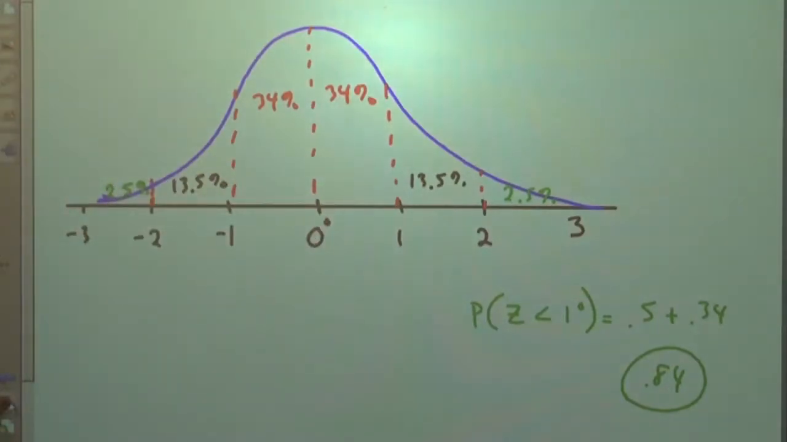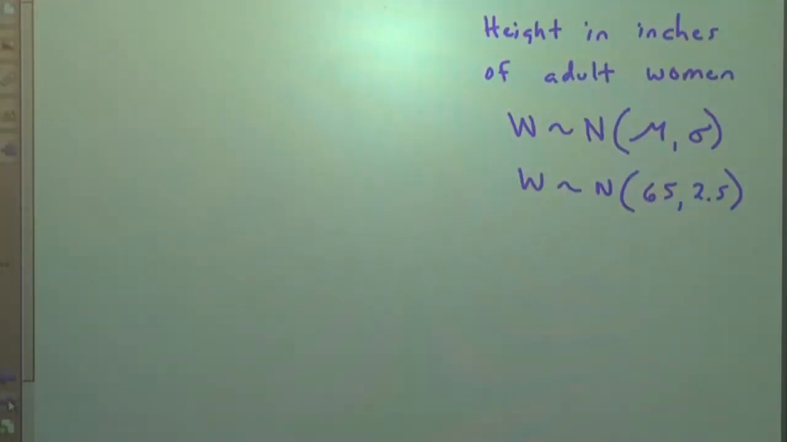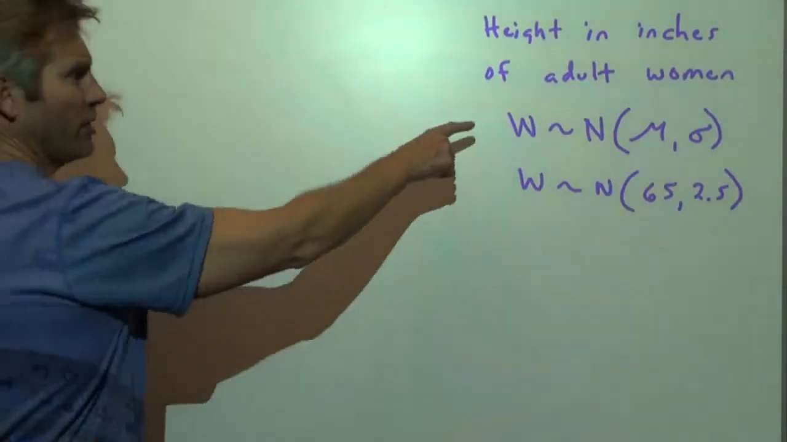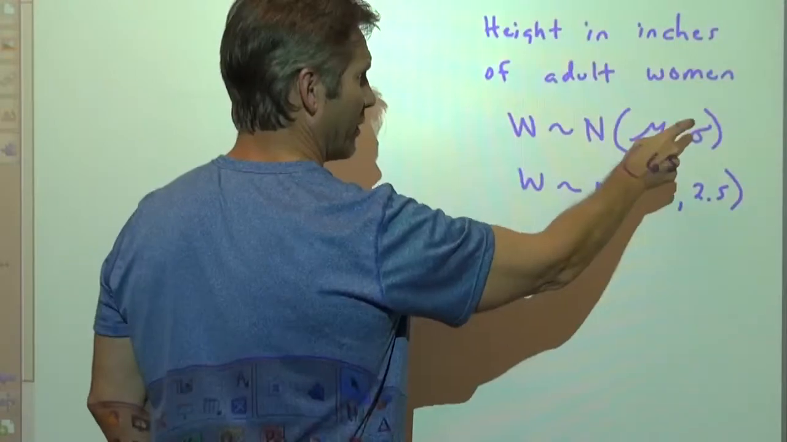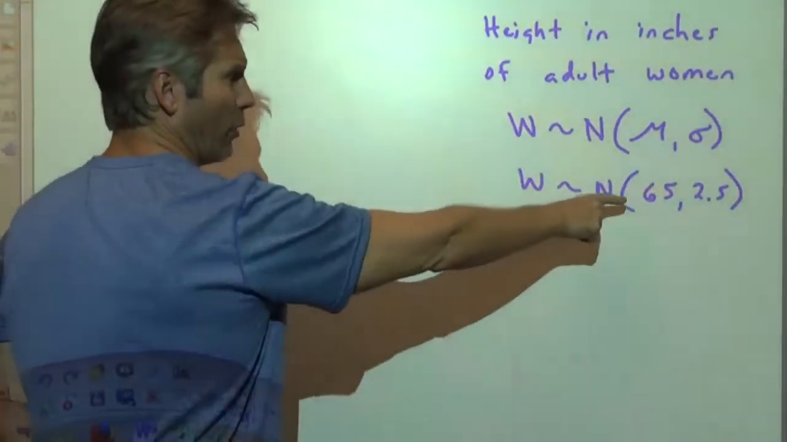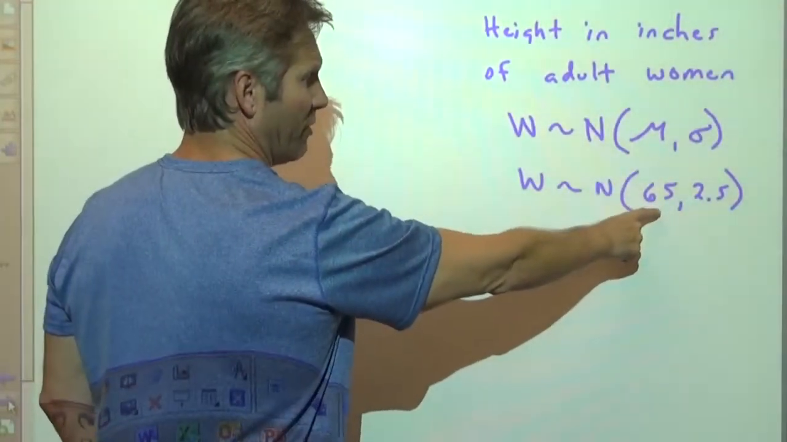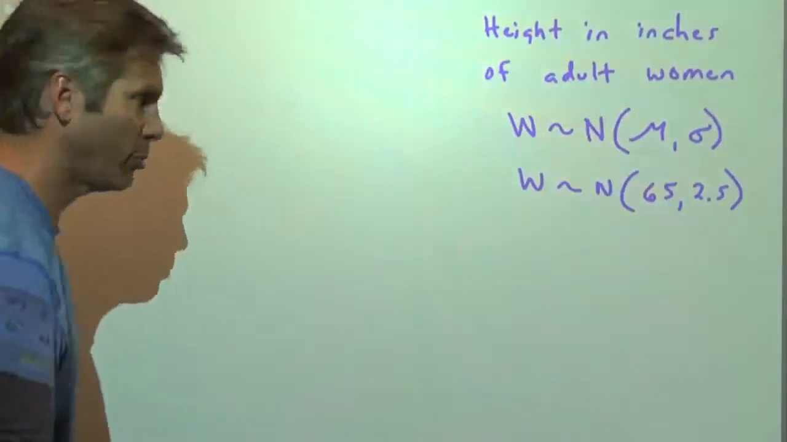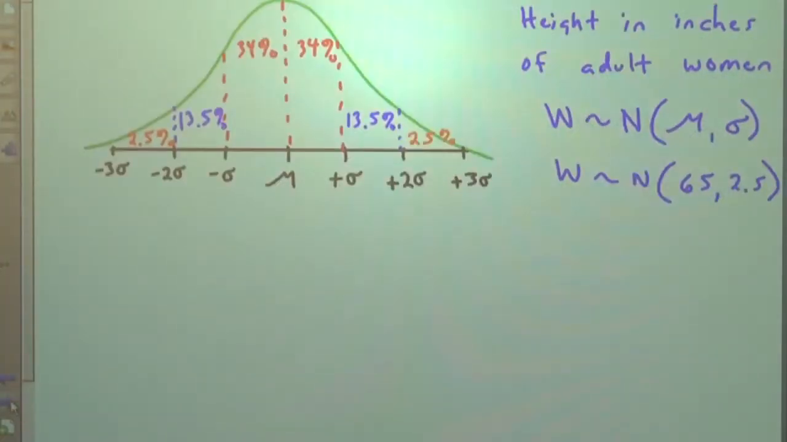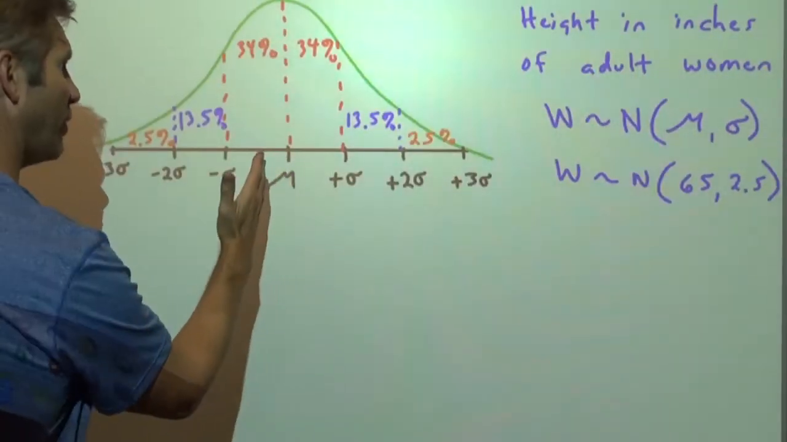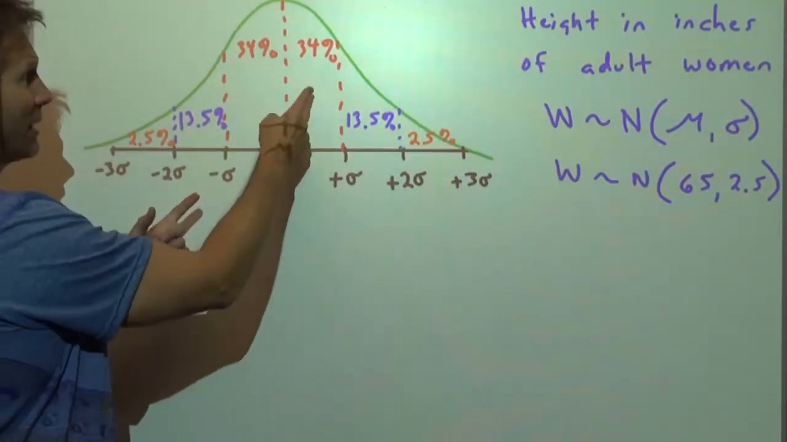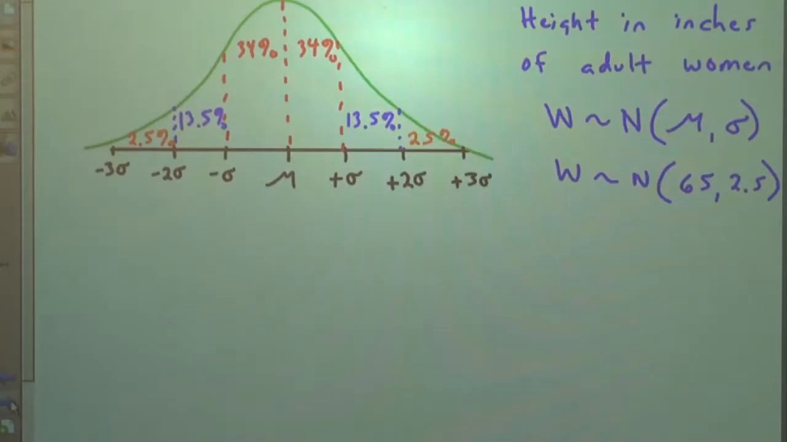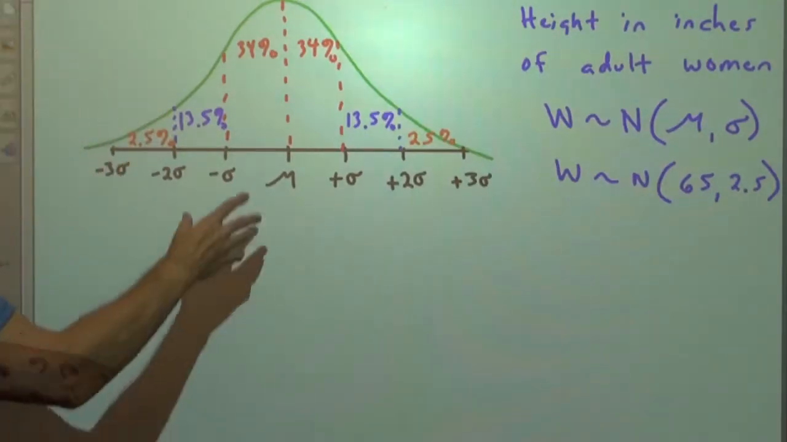Well, what if we were looking at height in inches of adult women? Women's heights are distributed normally with a mean of a certain amount and a standard deviation of a certain amount. Just so happens those amounts are a mean of 65 inches and a standard deviation of about 2.5 inches. So what happens is if we put the mean here and we go 1 standard deviation this way, look at these percentages. These are the ones we saw with the Zippo thermometers.